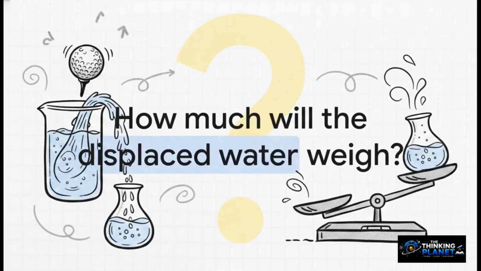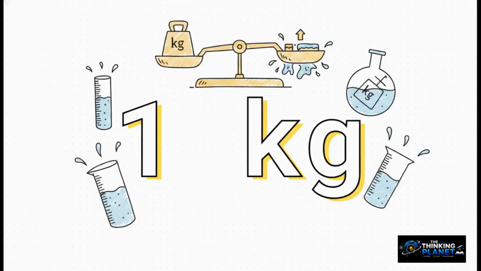But let's take this experiment one step further to really test Archimedes' second point. Imagine we place the golf ball into a beaker that is filled to the absolute brim with water. As the ball goes in, it obviously pushes some water out of the way, right? If we collect every single drop of that displaced water that spills out into a separate flask, what do you think the reading will be if we put that spilled water on a weighing balance? It's going to be exactly 1 kilogram.